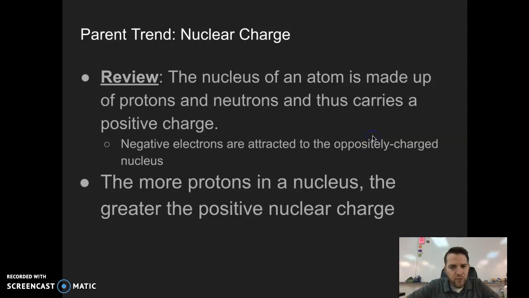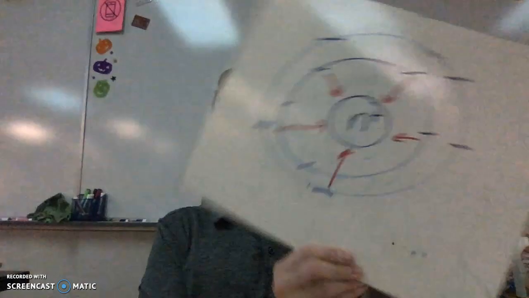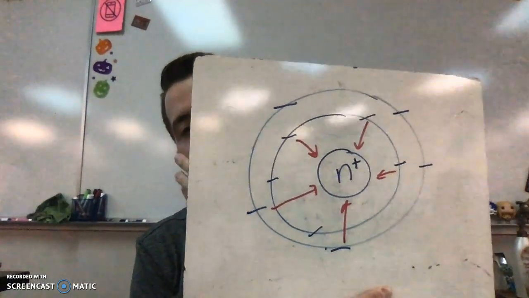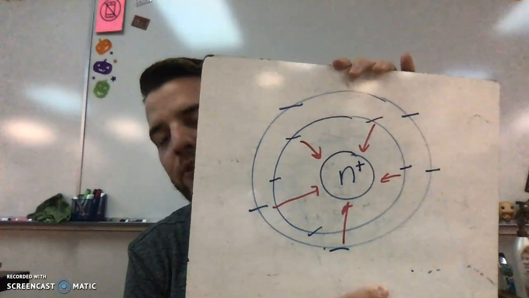So for review, we know that the nucleus of an atom is made up of protons and neutrons, so the nucleus is going to be positively charged. The negative electrons are therefore attracted to the nucleus. So what we see is that there is a bit of attraction of every electron to its nucleus. When we're looking at an atom like this, the nucleus being positively charged, the electrons are attracted to it. That's what keeps them attached to the atom itself. Otherwise, they would just fly off into space.